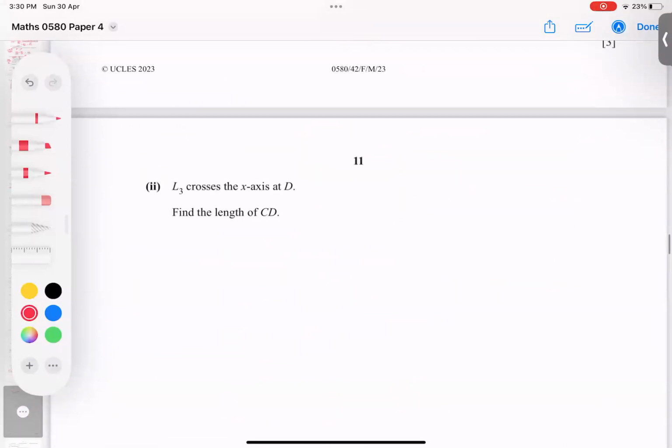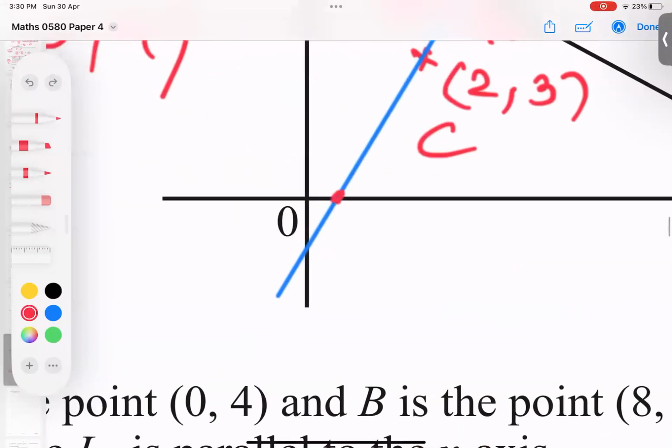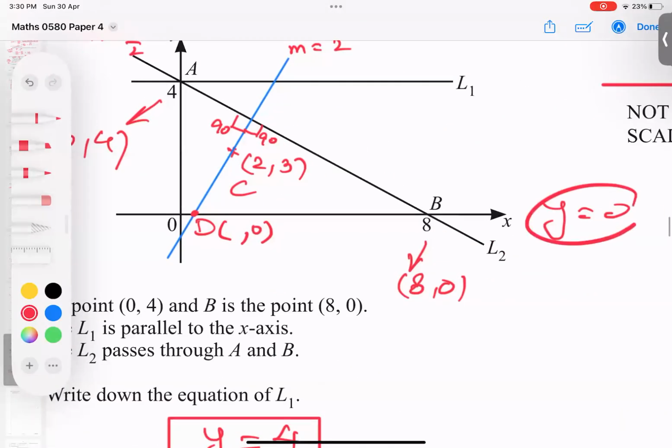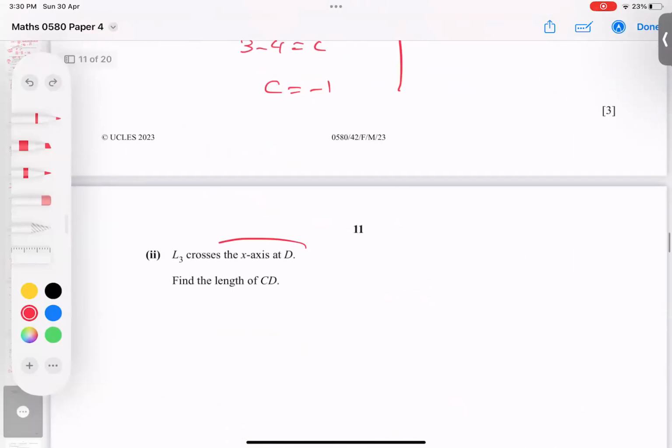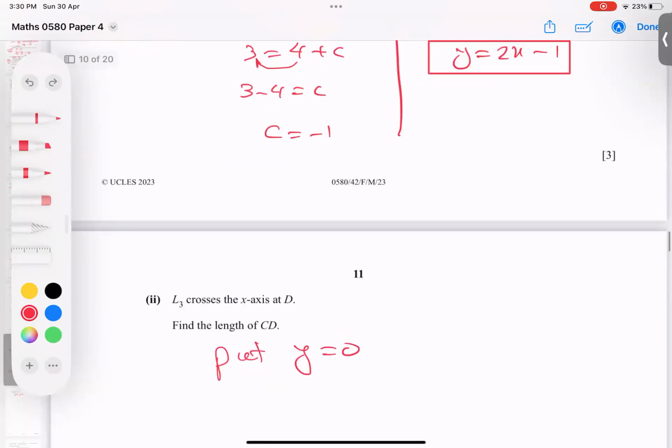He's saying line L3 crosses the x-axis at D. Okay, this point is D. At this point, 100% y is 0. Reason, do you know it? y is 0, y is 0, throughout y is 0. So how to get the D coordinate, students, is called the x-intercept. So let me check again. It is the same as asking for cutting the x-axis. So put y equals 0 in this equation. And line 3 crosses here. So line 3, well, y equals 2 times x.